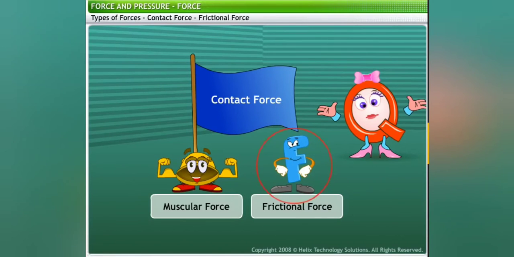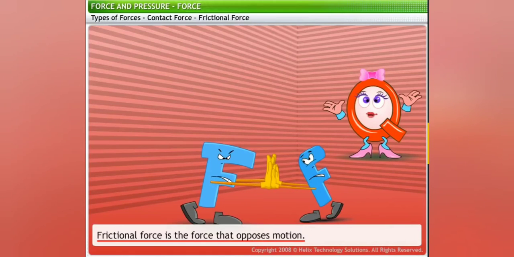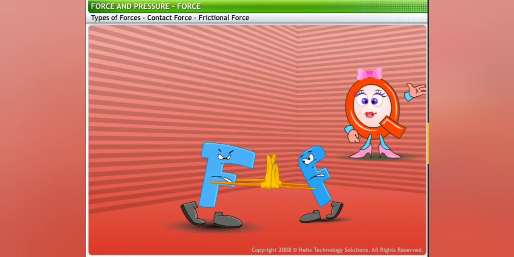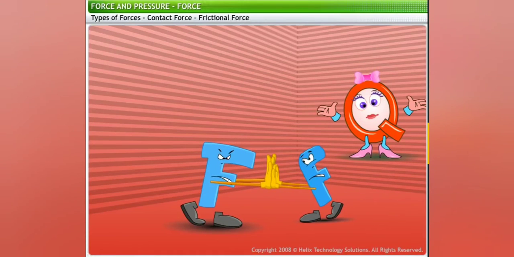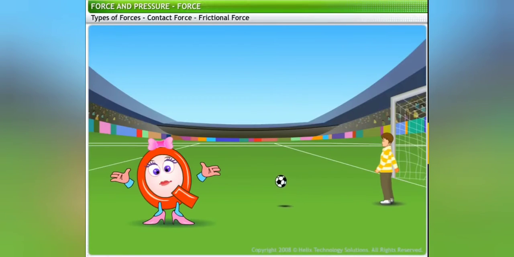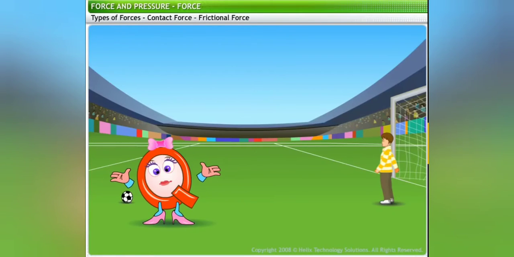Frictional force? Frictional force is the force that opposes motion. That is, it acts in a direction opposite to that of motion. Where can we see friction in action? Consider a ball rolling in the field. You'll notice that it comes to rest in a few moments.